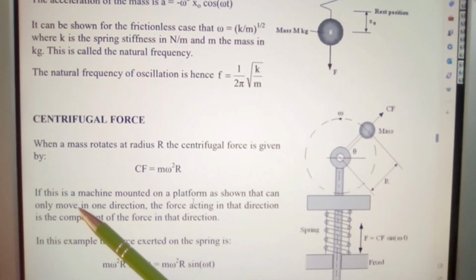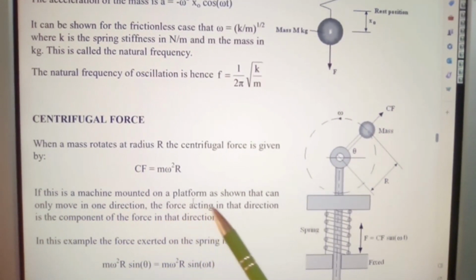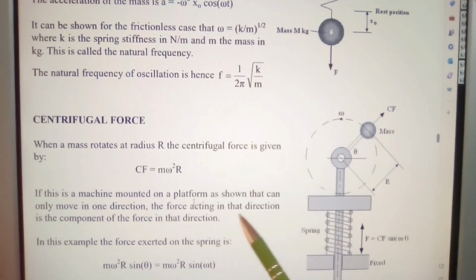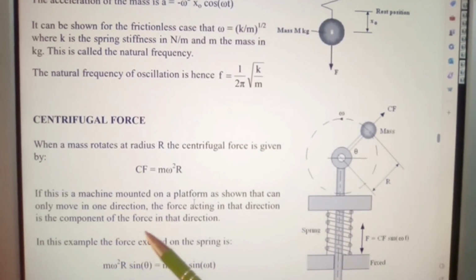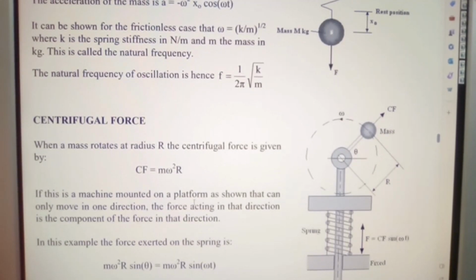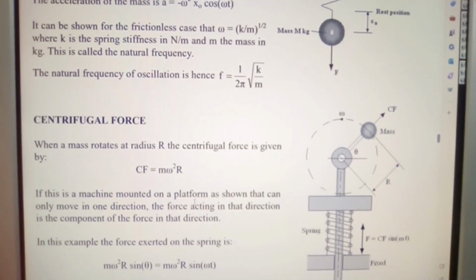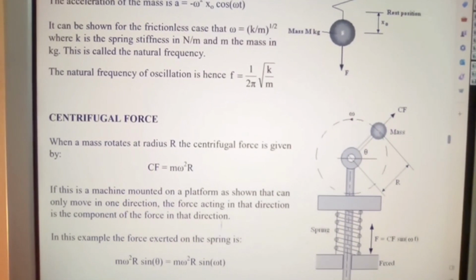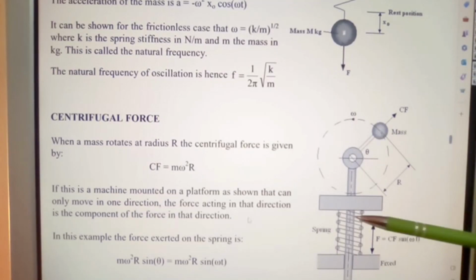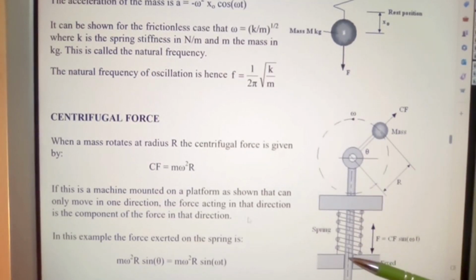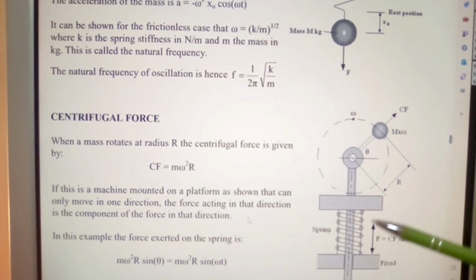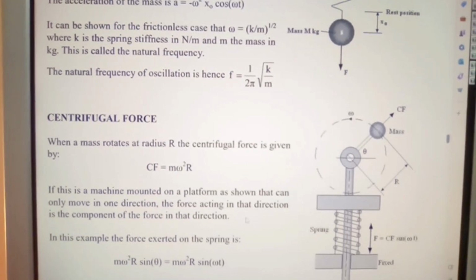If this is a machine mounted on a platform as shown that can only move in one direction, the force acting in that direction is the component of the force in that direction. In this example, the force exerted on the spring is as given, and you can see that spring and you have a motion here, okay, and the spring is going to be exerting a force to try to prevent that from coming down onto it. So that force is going to be probably bouncing around a bit.